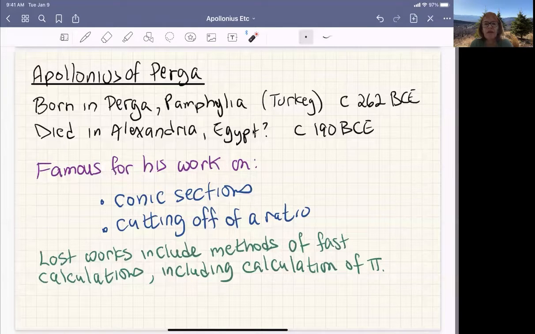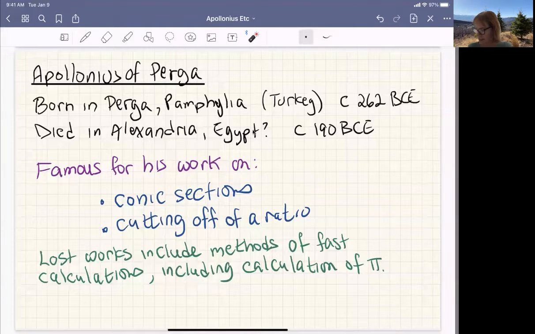So he was born in Perga, which would be in modern day Turkey. That was about 262 BCE. And then he worked in Alexandria, and so presumably that's where he died, and that was around 190 BCE.